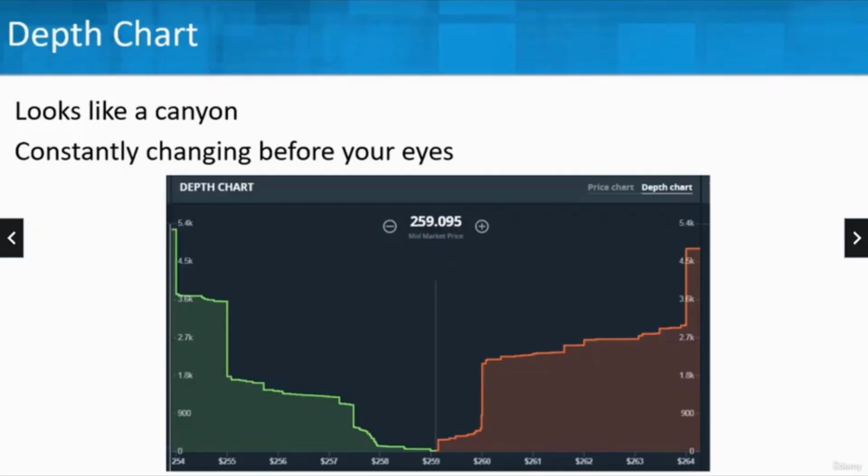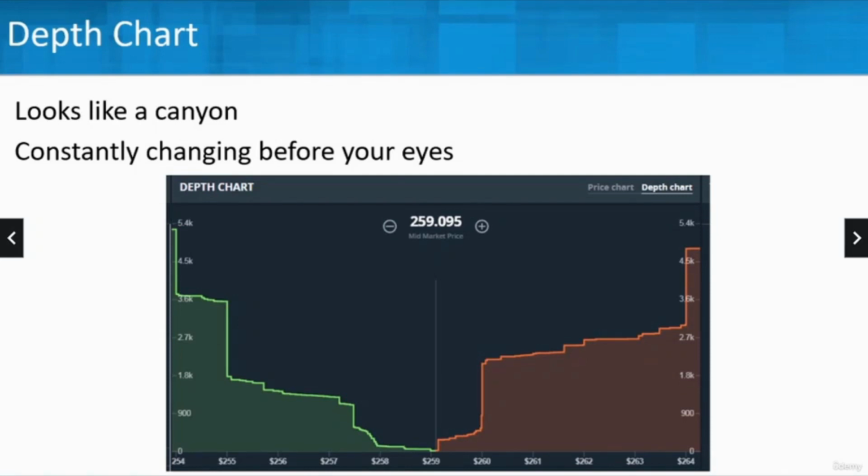One thing that's somewhat unique to cryptocurrency in terms of analyzing prices and what's going on with buyers and sellers in the market itself is a depth chart. You can see in the image here, it looks kind of like a canyon, right? You've got the two canyon walls on the sides, and then you go down and there's a little canyon in the middle. And it's constantly changing before your eyes.